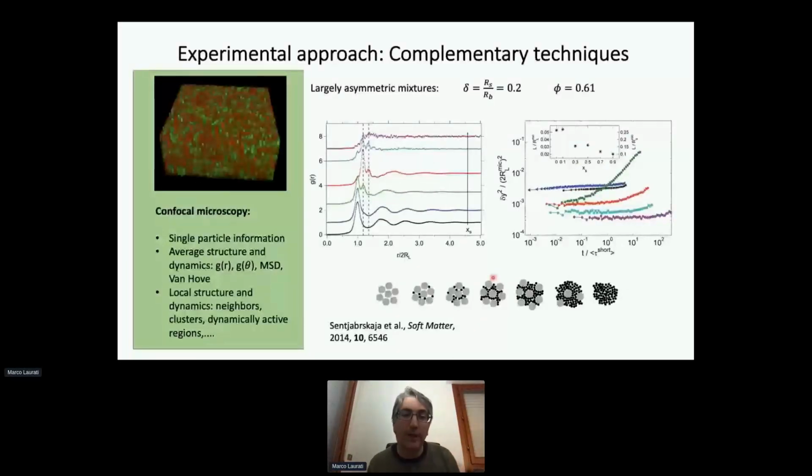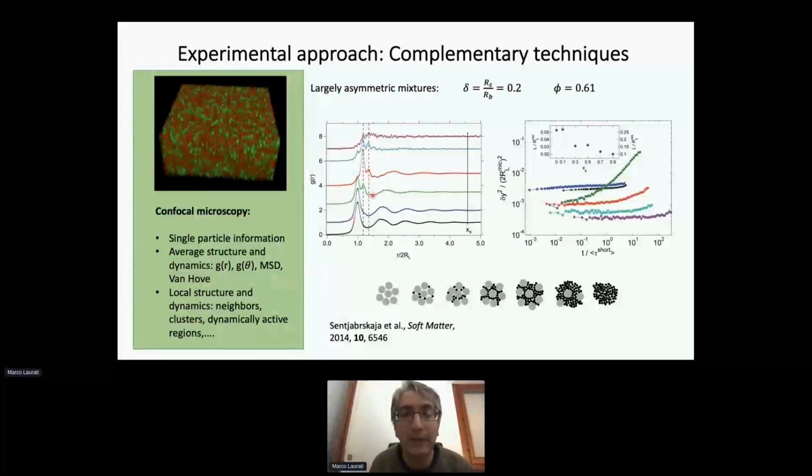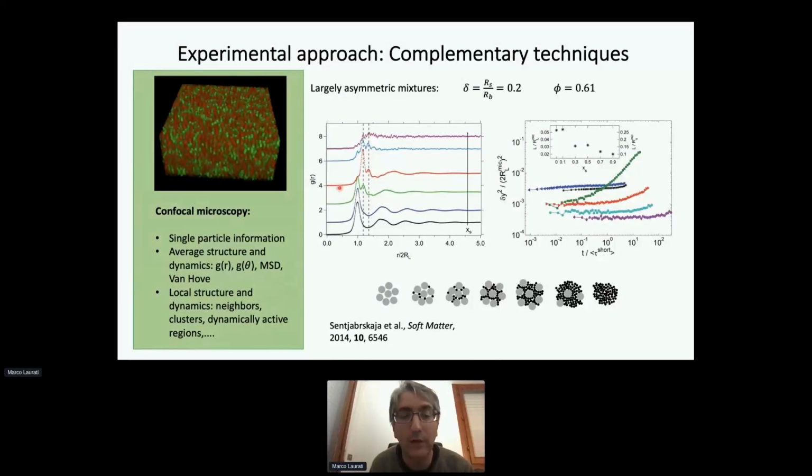Actually, sorry, let me come back for one second to this slide. The nice thing about confocal microscopy is that you don't only get access to average quantities, but you can also study local properties, which for glasses, and as I will show you later, even for more heterogeneous systems like gels, are fundamental aspects of these states. So you can analyze, for example, neighbor distributions, formation of clusters, and also characterize the dynamics locally. For example, you can define dynamically active regions with respect to the average dynamics.